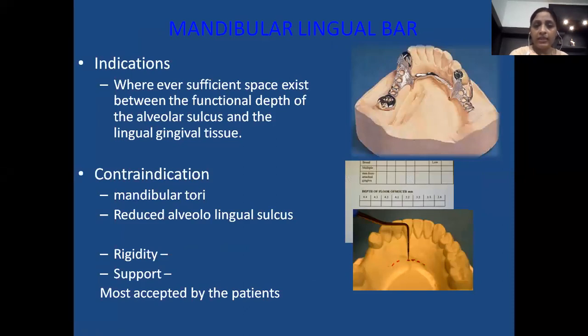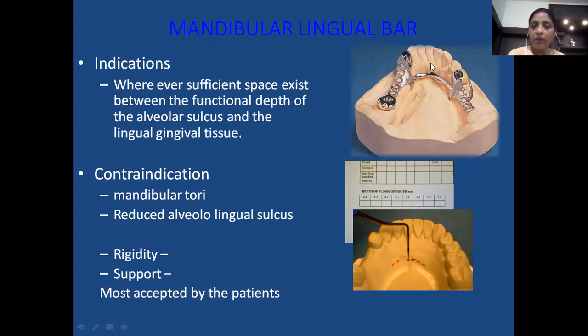Now this is the lingual bar, and this major connector needs a thickness of at least 5 millimeter. As we have discussed, for the comfort of the patient and to maintain the health of the soft tissue, the superior border of the major connector should be at least 3 millimeter away from the free gingival margin.